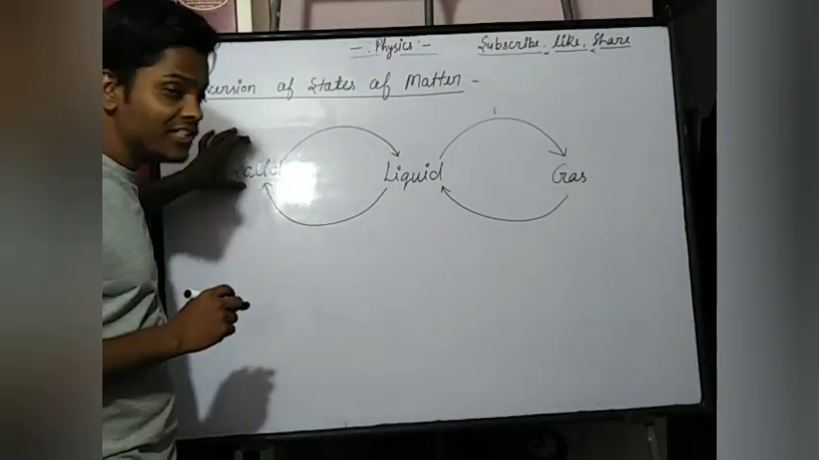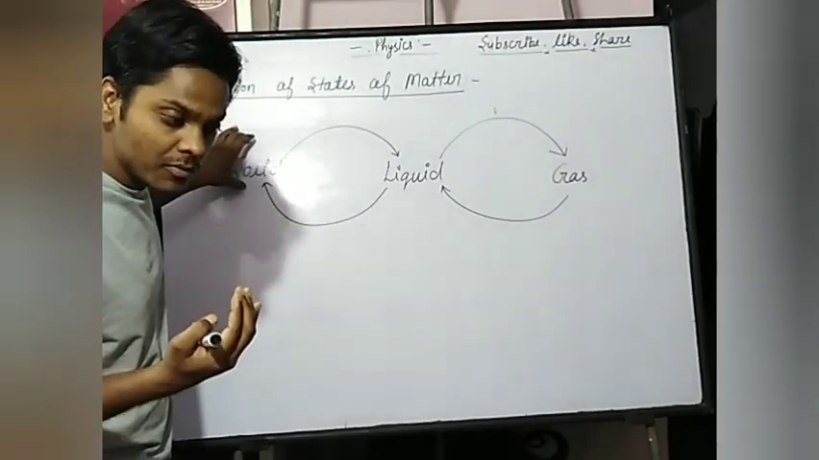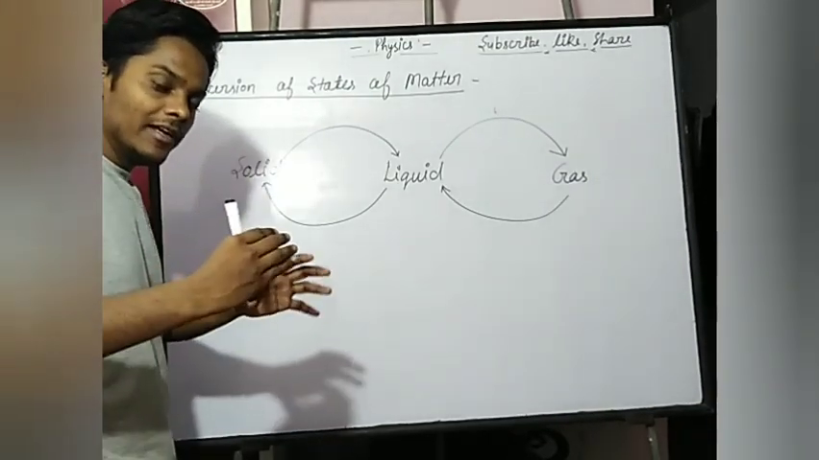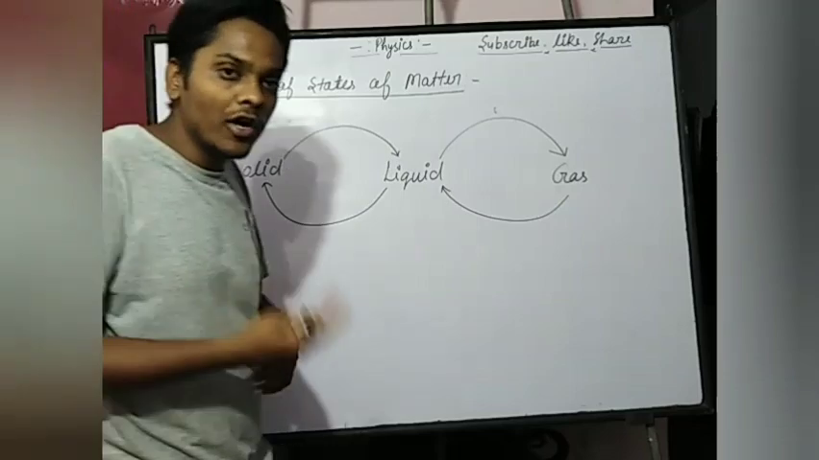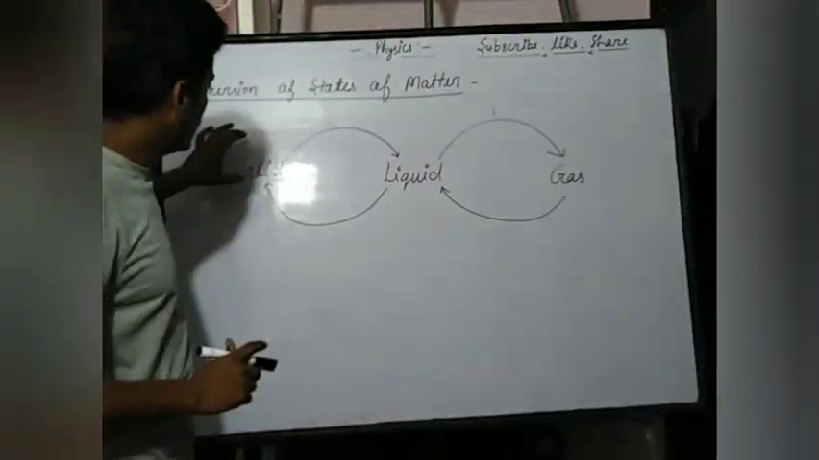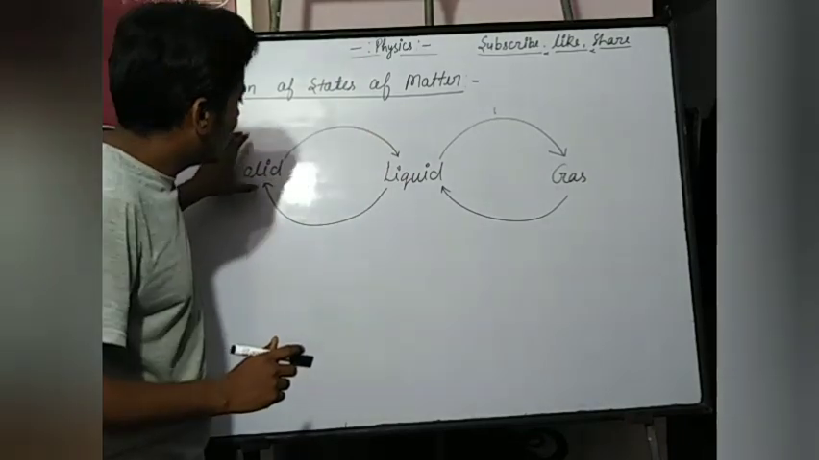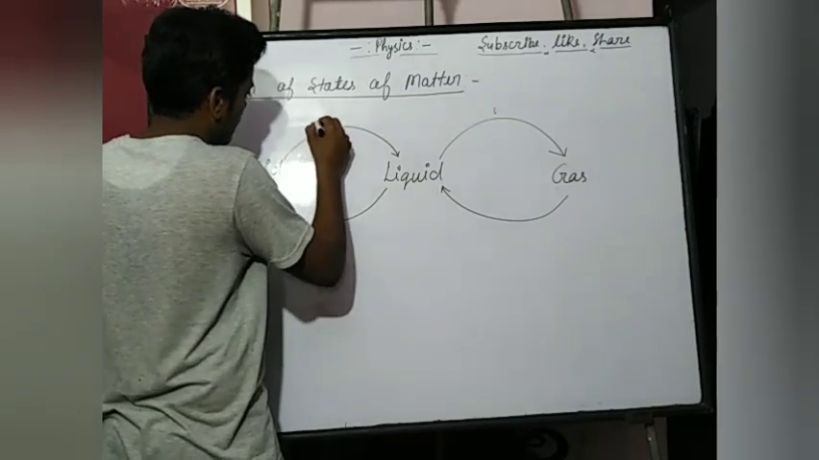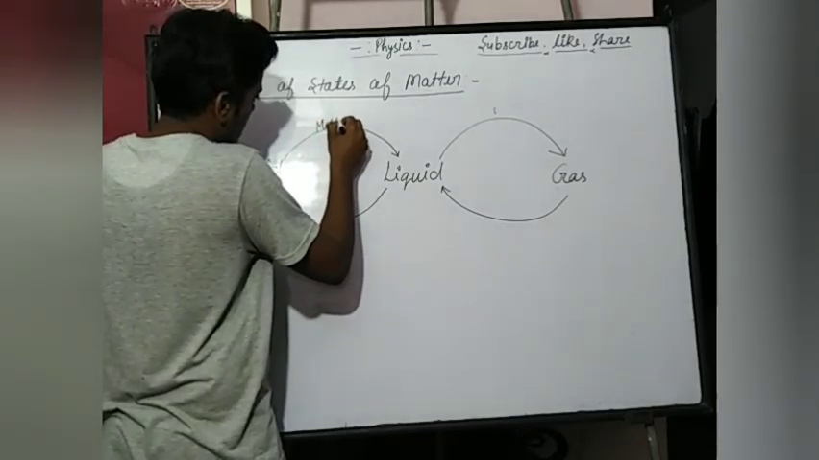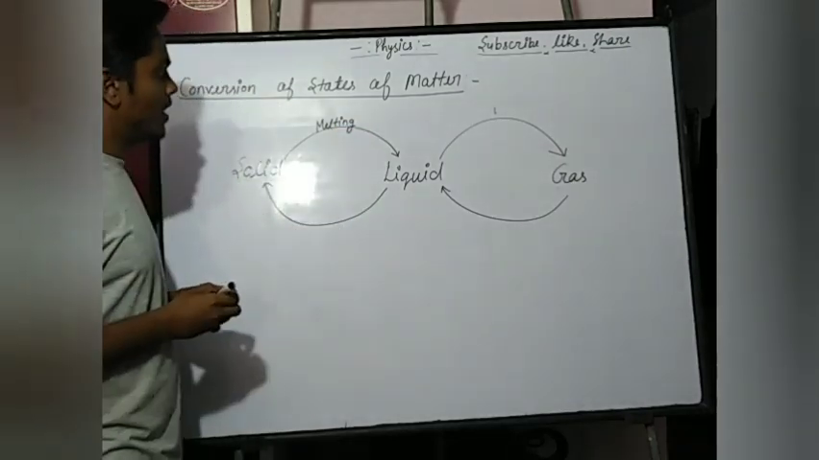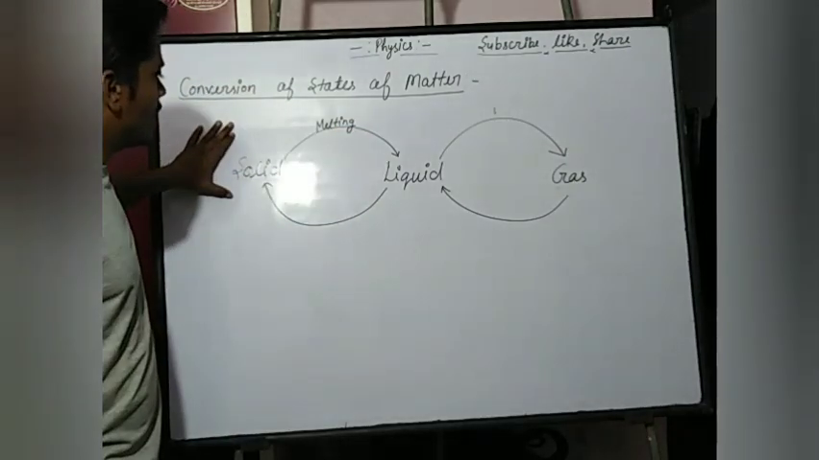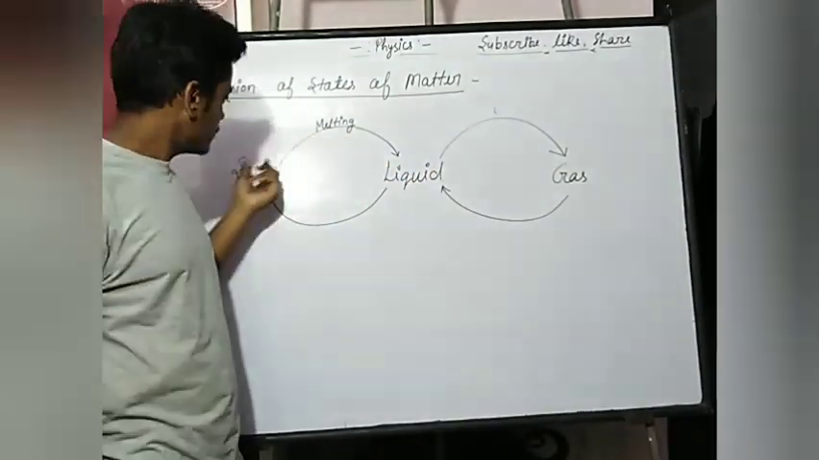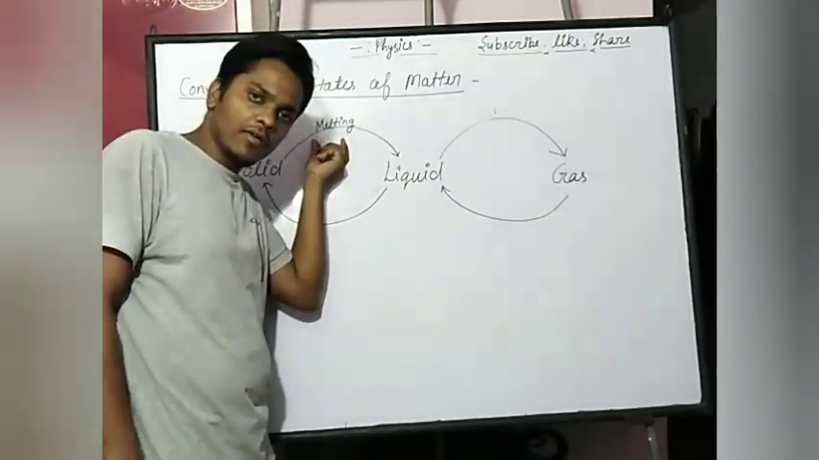So now, when a solid is heated, meaning you are heating something, it will acquire some energy and get heated. You can feel the hotness of the body. So a solid can be converted into liquid by the process of melting. If solid converts into liquid, that is the process of melting.